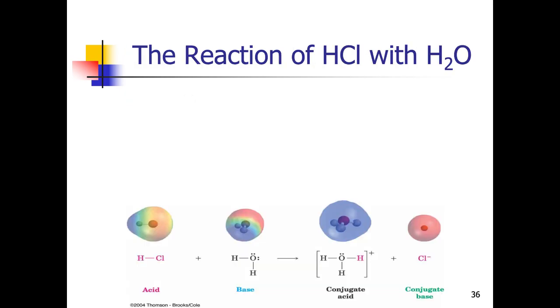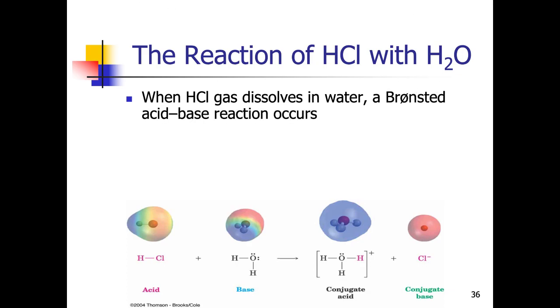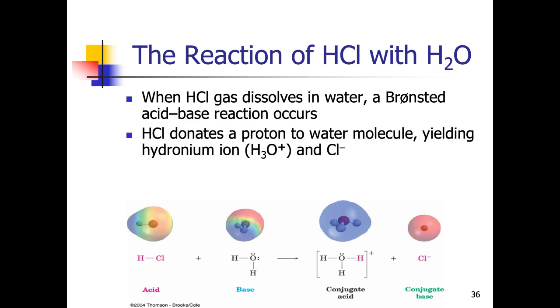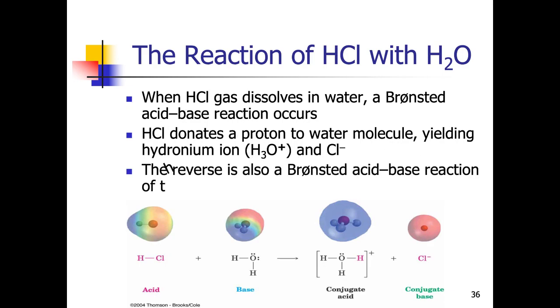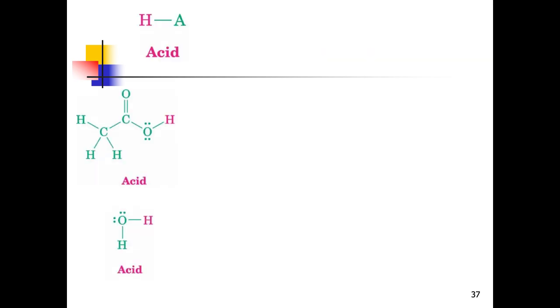The reaction of hydrogen chloride with water. When hydrogen chloride gas dissolves in water, a Brønsted acid-base reaction occurs. Hydrogen chloride donates a proton to a water molecule, yielding hydronium ion, H3O+, and chloride, Cl-. The reverse is also a Brønsted acid-base reaction of the conjugate acid and conjugate base. You can see here, the reaction of acid and base to form the conjugate base and the conjugate acid.